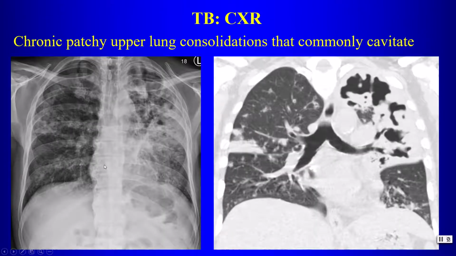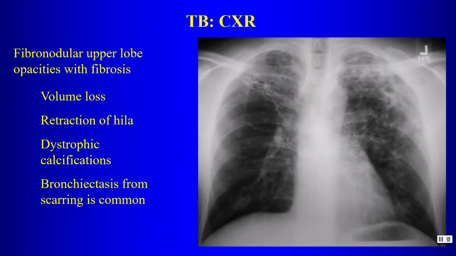So with tuberculosis, we can see these chronic patchy upper lung consolidations that commonly cavitate, as we see in this example. And whenever we see an appearance like this on a chest radiograph, if this is the first time we're seeing the patient, we want to put the patient in isolation, especially until the diagnosis is confirmed and adequate treatment is started for the patient.